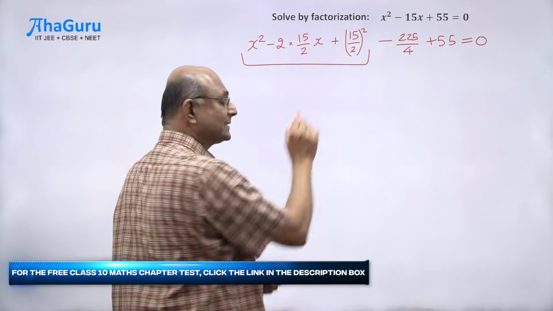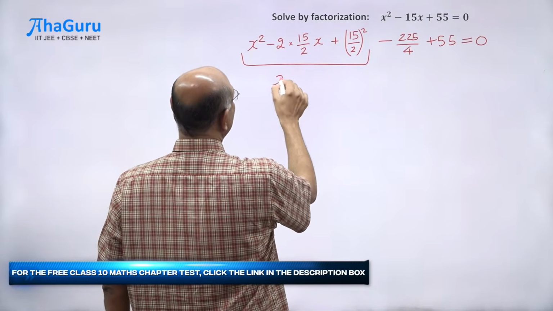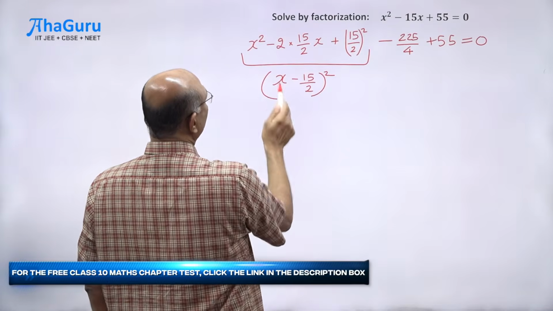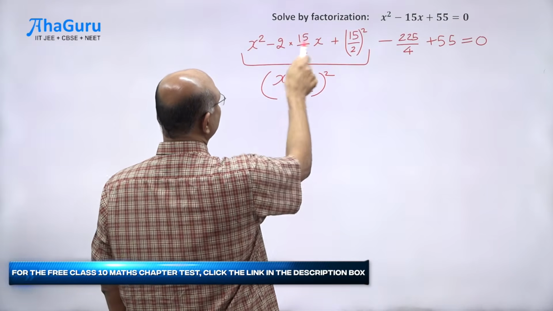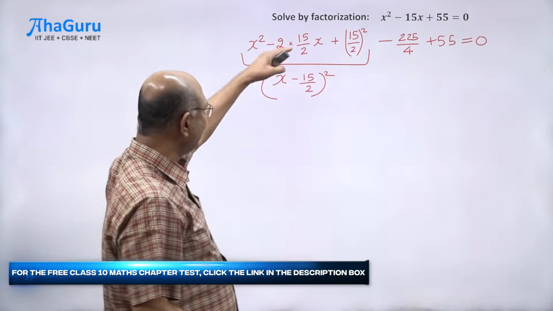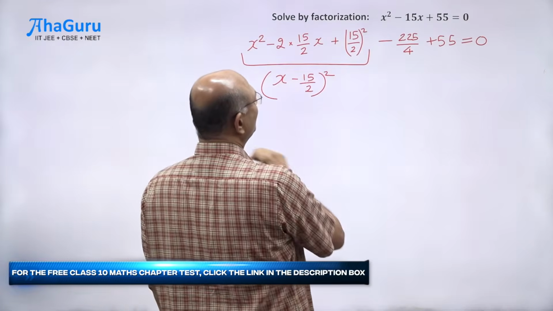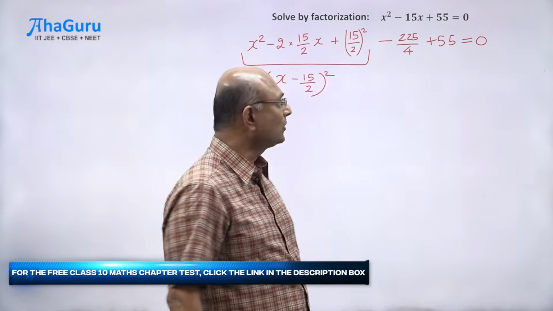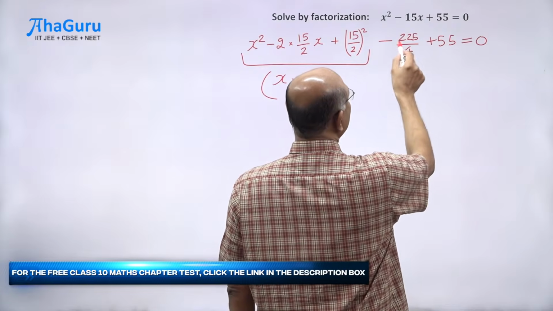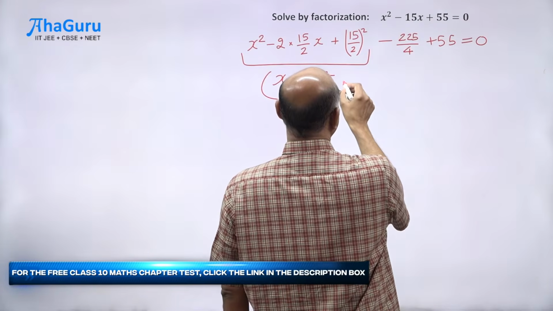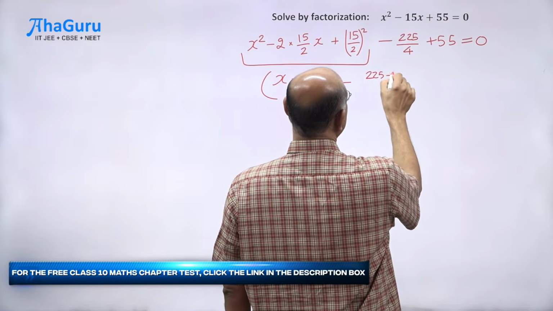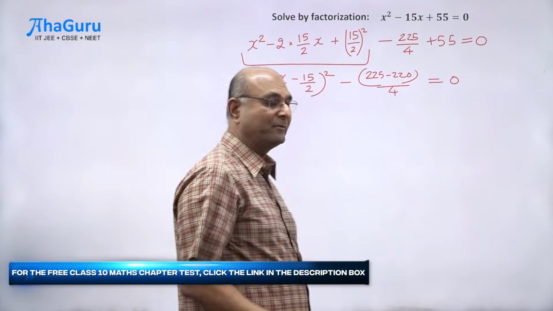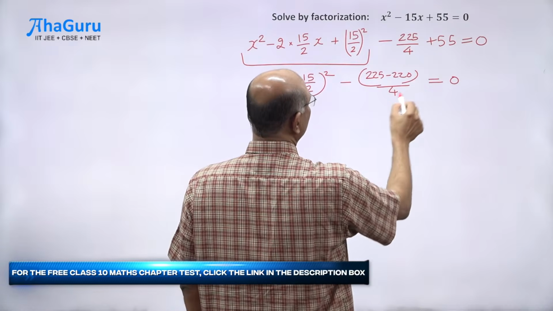What is the advantage? Now this is a perfect square. You can write this as x minus 15 by 2 whole square. Right? X square minus 2 times x times this, plus 15 by 2 whole square. So exactly what I have written there. So that is x minus 15 by 2 whole square. What about this one? 4 times 55. 4 times 50 is 200 and 4 times 5 is 20. So this is 220. That is minus 225. So you're going to get minus of 225 minus 220 by 4. Well, that is going to be 5 by 4, right? So I'm going to get this minus 5 by 4.